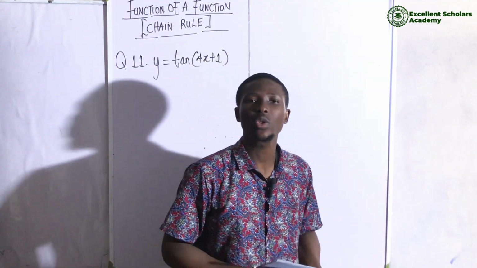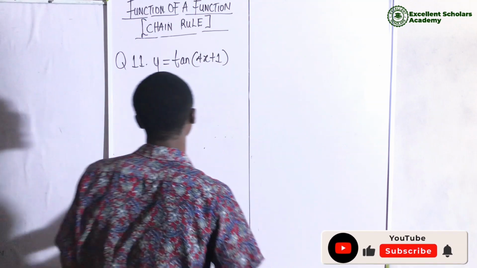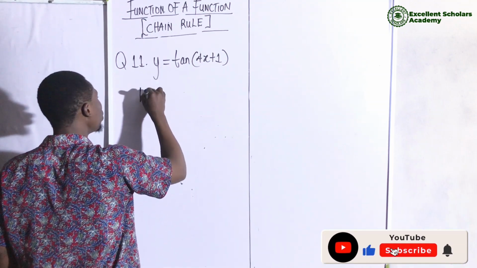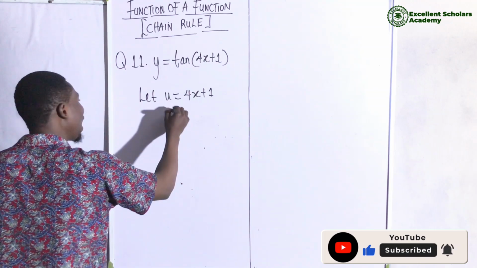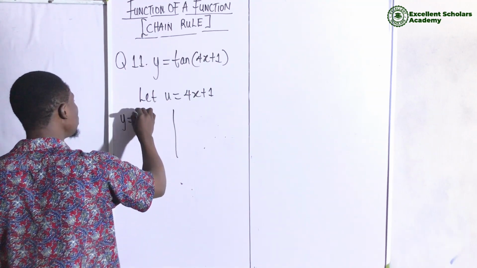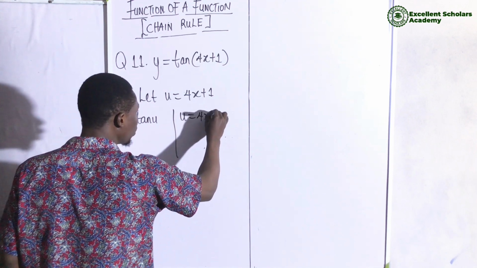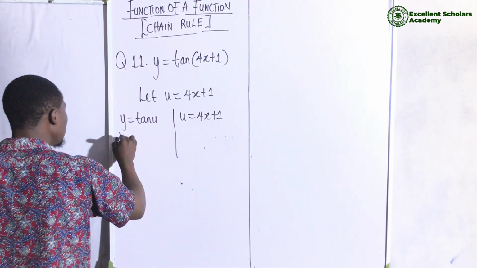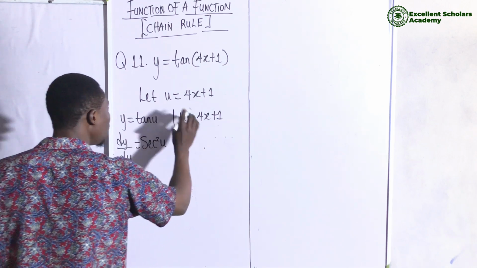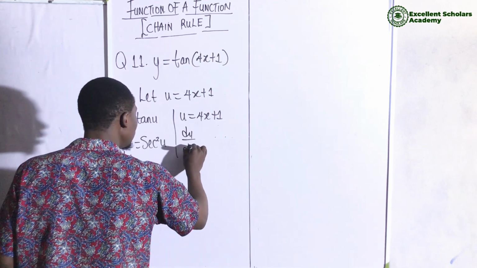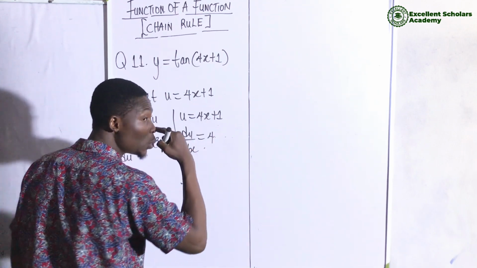So now this is the next question we're going to solve. y equals tan(4x plus 1). So now you say let u equals 4x plus 1. So we have it that y is going to be equal to tan u, and then we have it that u is going to be equal to 4x plus 1. So now differentiate this, dy/du is equal to sec squared u, and then we have that du/dx is going to be equal to 4. When you differentiate 4x, you have 4. When you differentiate 1, gone.